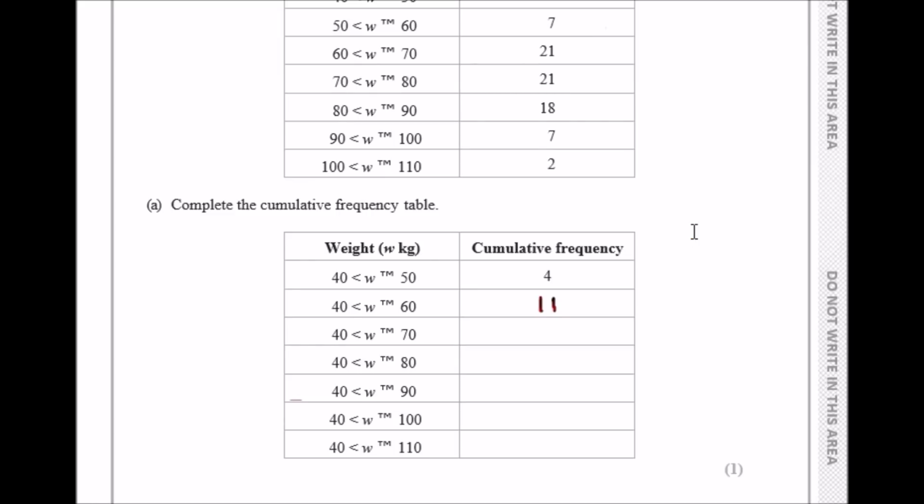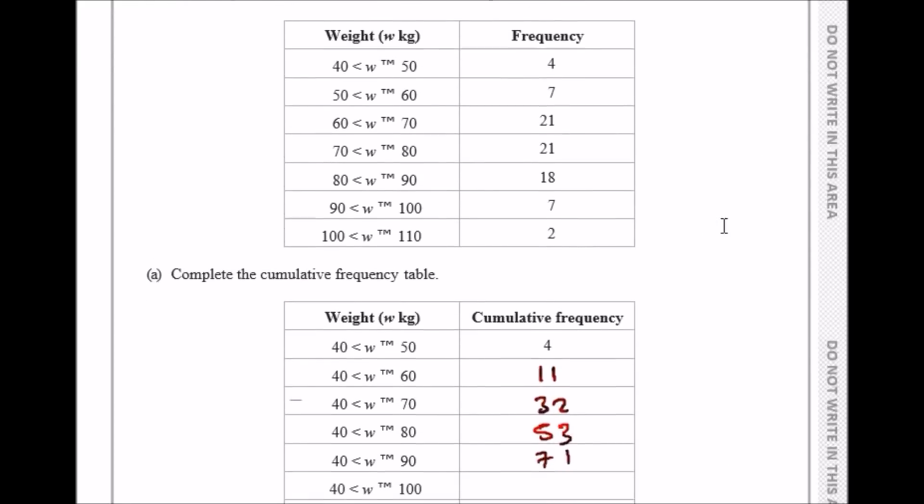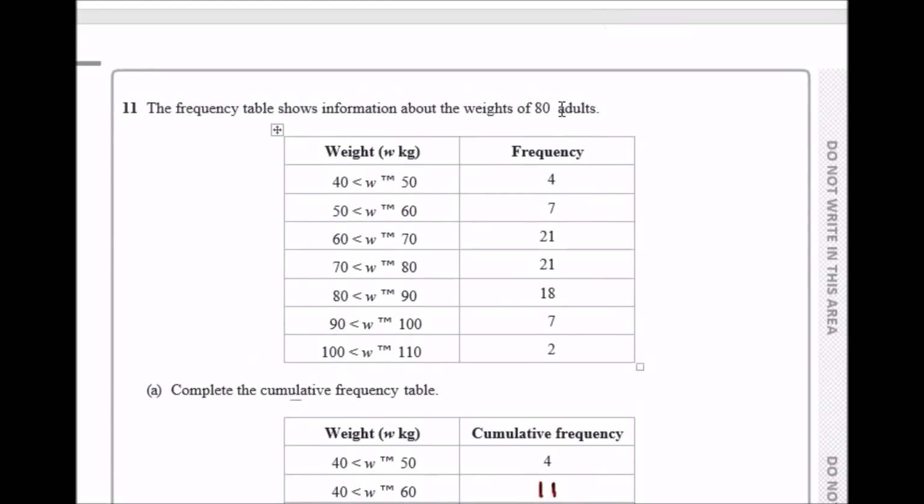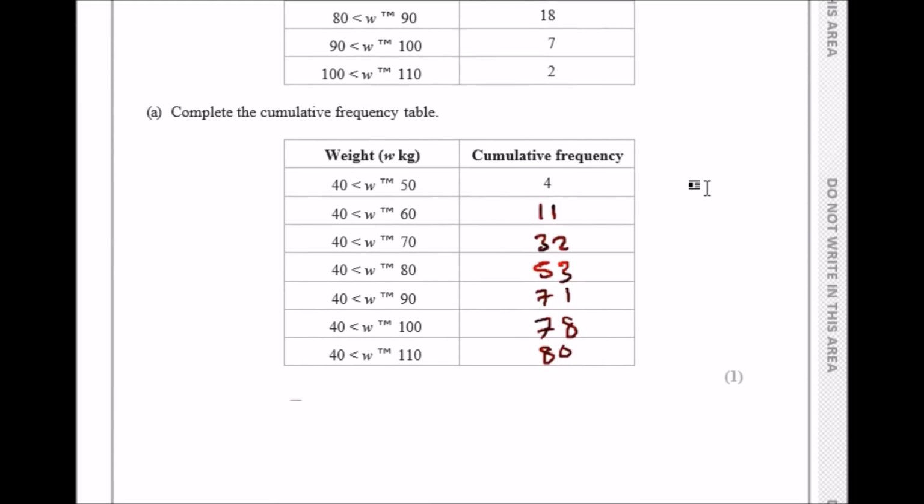So we've got 11 plus 21, which gives us 32. 32 add another 21 gives us 53. Add 18, 71. Add another 7, we're going to get 78. And lastly, add 2, we're going to get 80. Is it correct? Yes, because there were 80 adults, and you must get a total of 80. Cool.